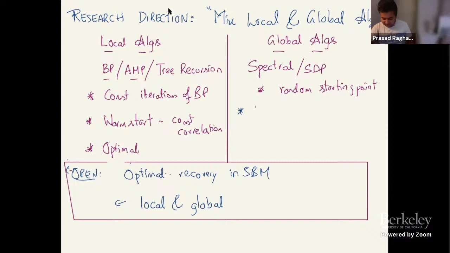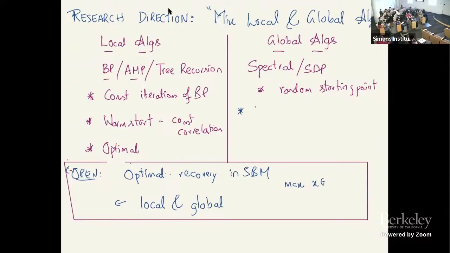It seems very tricky. So probability of error. Sorry. The optimality here is the correlation with the true planted community. Okay. So you want to maximize the correlation with the original planted community that you had. And it's two communities or any number.